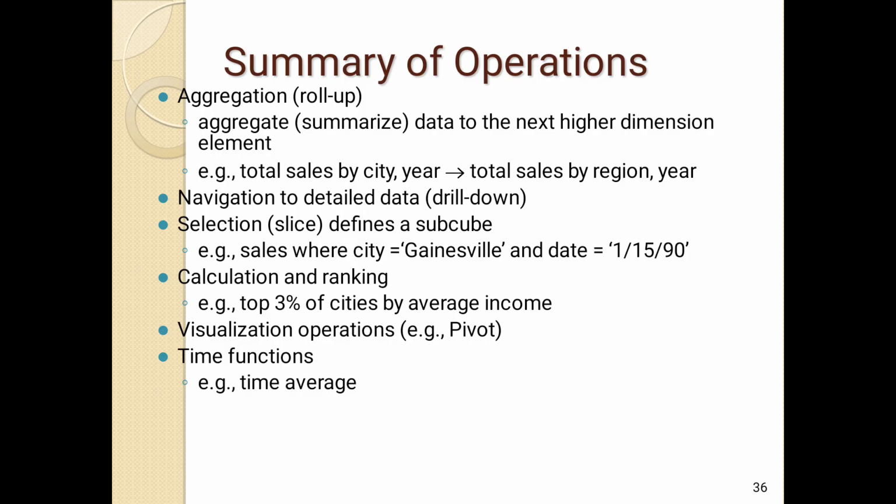And calculation and ranking, example, top 30% of cities by average income. So which city has the highest income? Next, visualization operations are pivot, and the time functions are time and average. So in which time are we getting the highest sale? What is the average of a particular sale in which timing? So we are applying two conditions, the time and average, here.